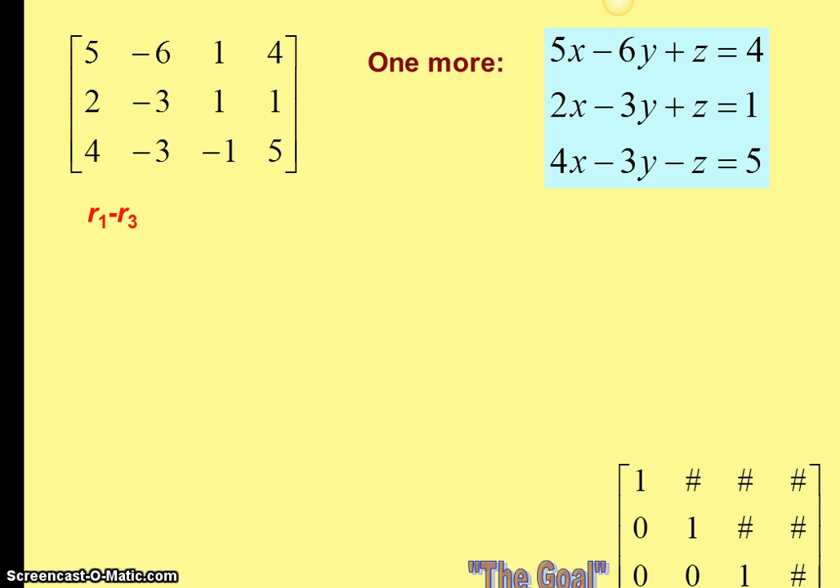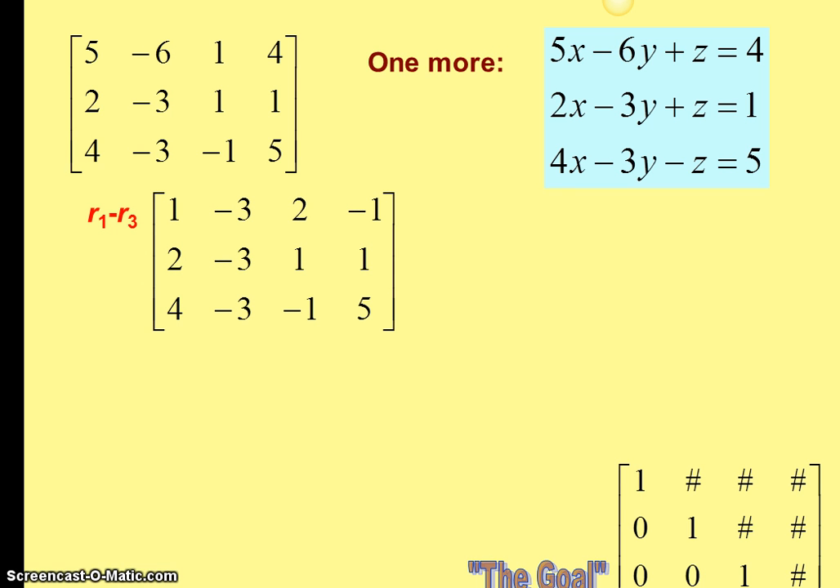There's multiple ways you could do it, but I'm going to do it by taking row 1 and subtracting row 3 from it. That way 5 minus 4, I can see that's going to be a 1. And I do that to every single entry in the row, not just the one that I need, but I need to take negative 6, subtract negative 3, I need to take 1, subtract negative 1, and 4, subtract 5. So after doing that, here is my new row 1. And it has the 1 where I need it to be, right there.